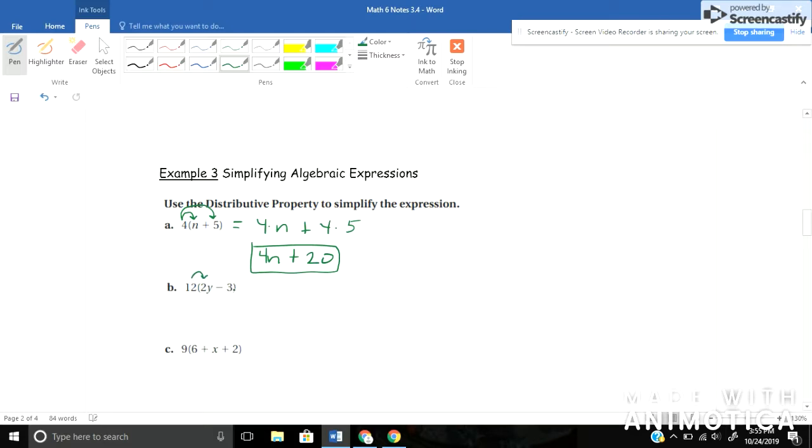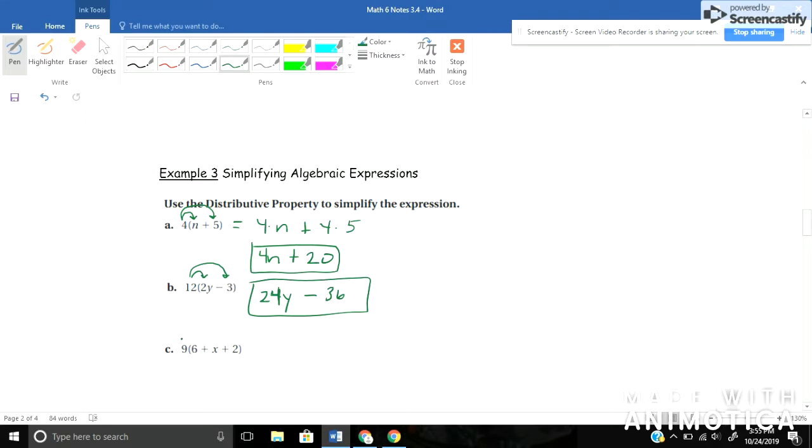12 times 2y would give me a total of 24y. And careful now, they're trying to trick you. Minus, we're subtracting 12 times 3. And 12 times 3 is 36. Again, this one doesn't have a y, so I can't subtract anything here. This is as simple as I can get. 24y minus 36.